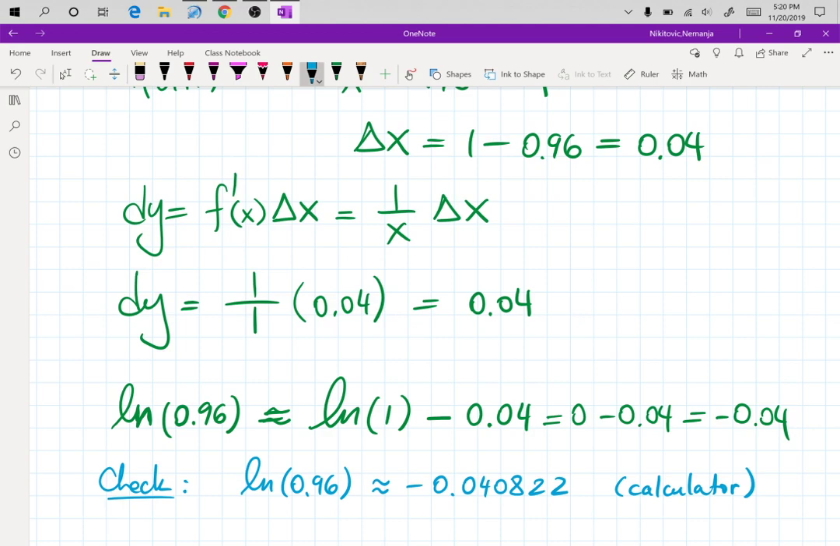Can I use the same method to compute the ln of 1.04? Yeah, I can, except at the end, it's just going to be a plus over here. And that's it.